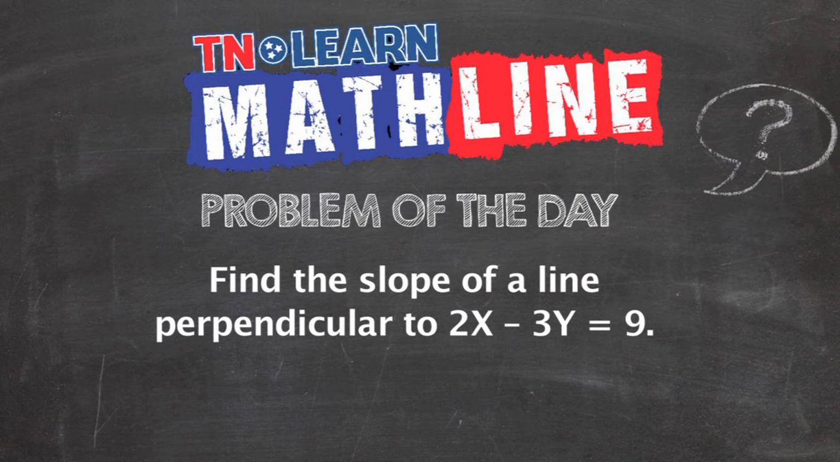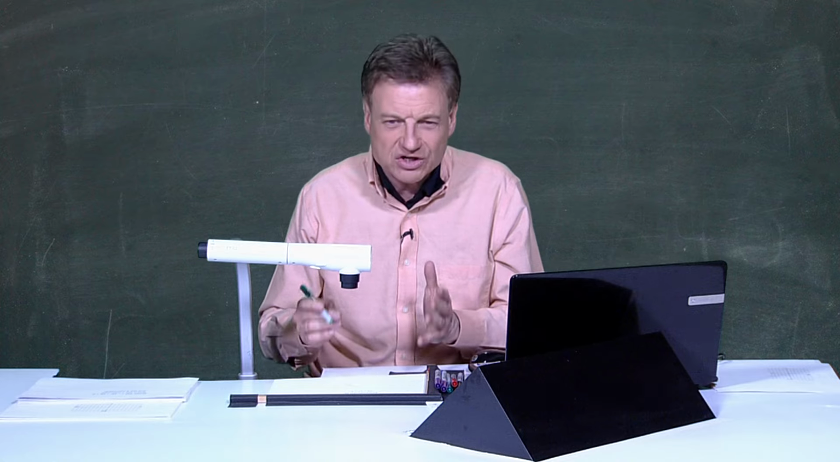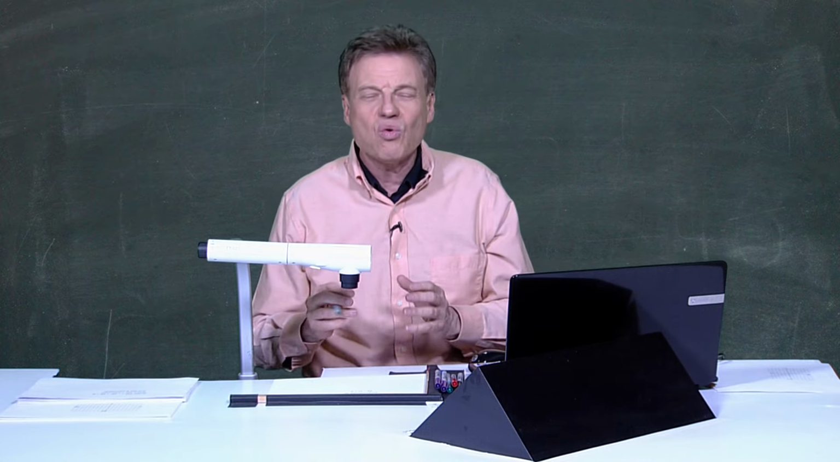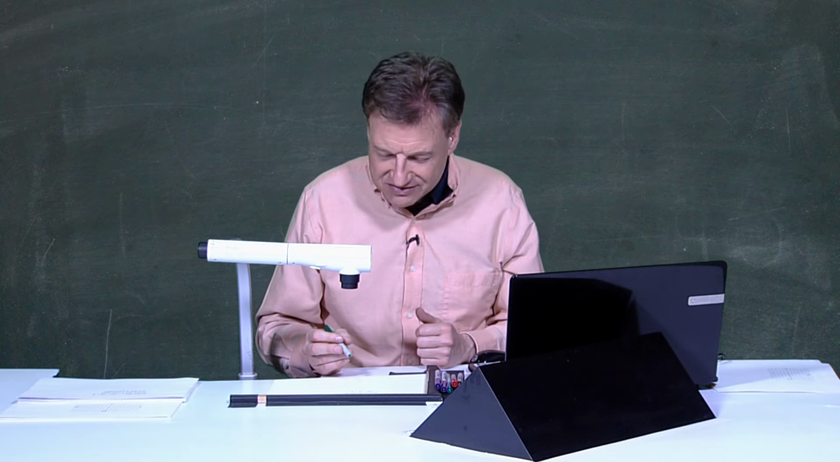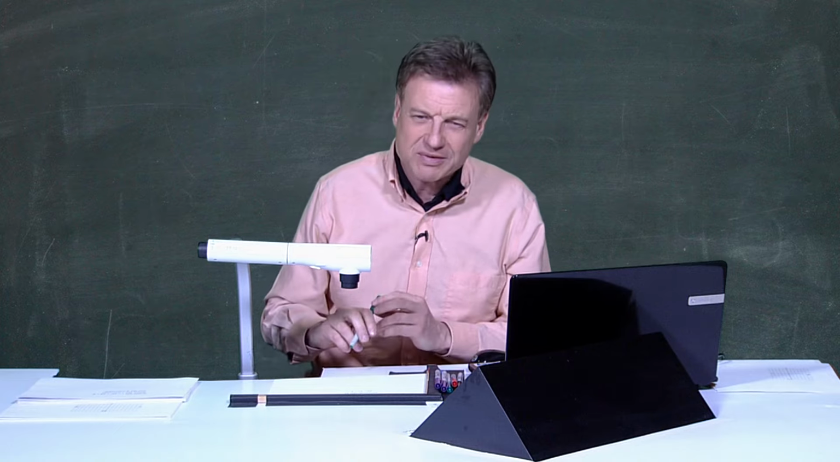Find the slope of a line perpendicular to 2x minus 3y equals 9. All right, so let's see what this is all about. This is a linear equation. It's going to graph out into a straight line if we were going to graph it. To find the slope, we want to know what is the degree of steepness. How steep is it? And also, what direction is it going in? So let's take a look at this problem and see what we're going to do with it.